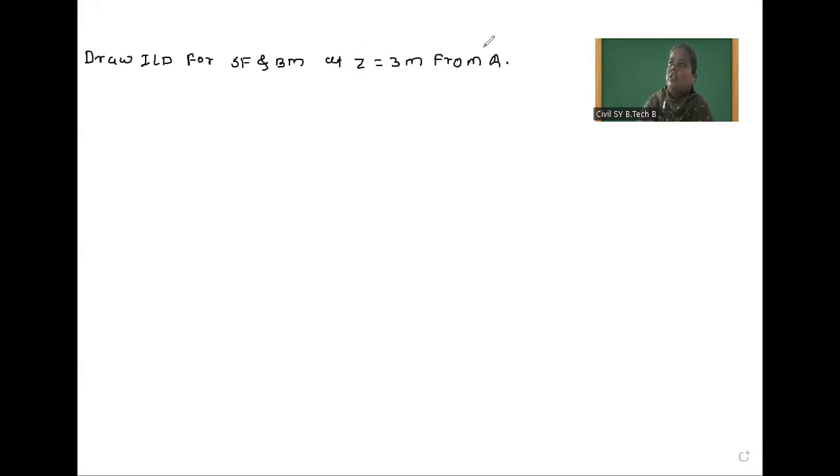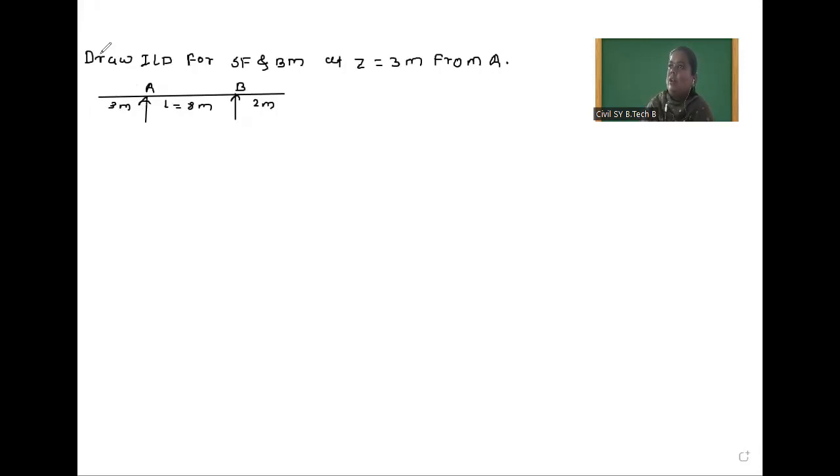Now in this question, two overhangs are provided. Suppose this is the beam. Here one simple support is provided and here also one simple support is provided. This is A point, this is B point. Here 3 meter and this distance is 2 meter, and this is total span L which is equal to 8 meter. So this is the overhanging beam. In this, two overhangs are provided at right side as well as at left side. So for this, we have to draw influence line diagram.